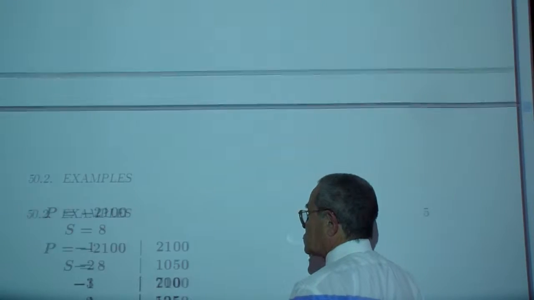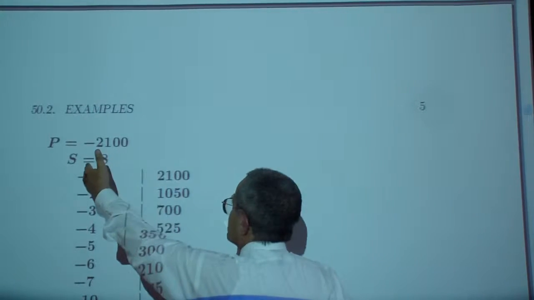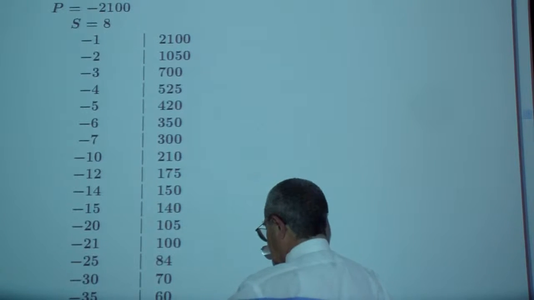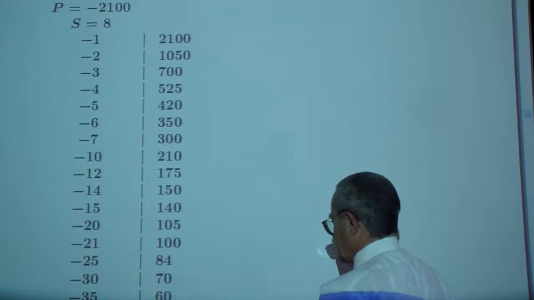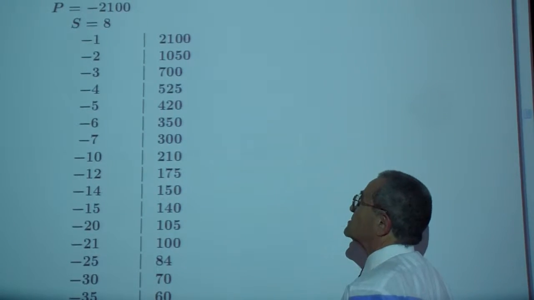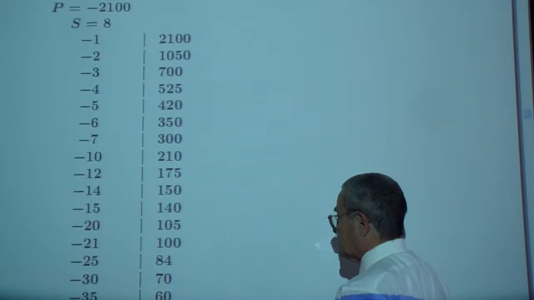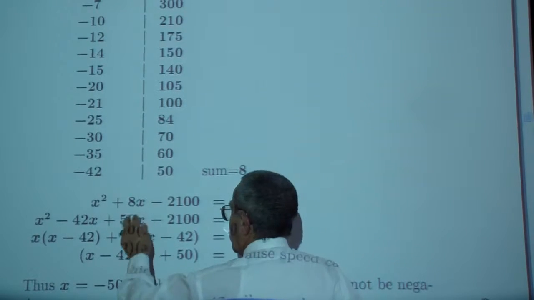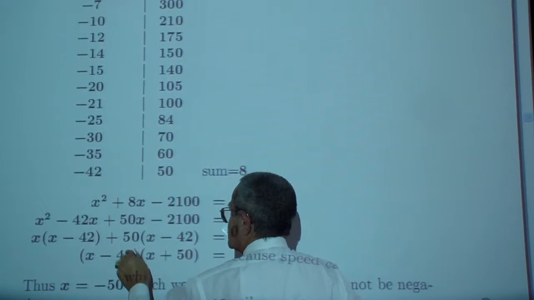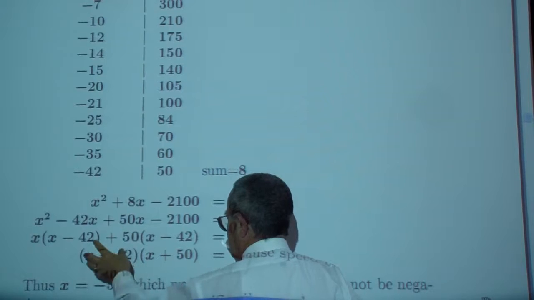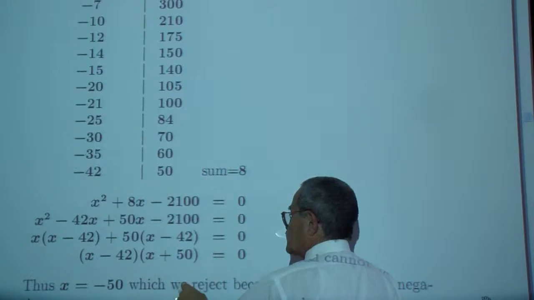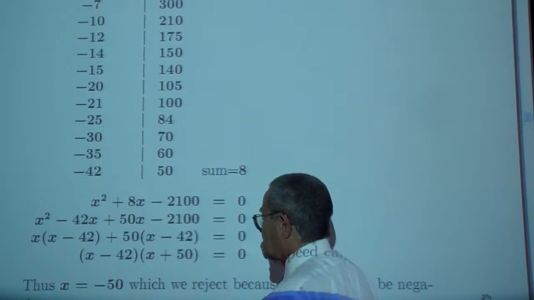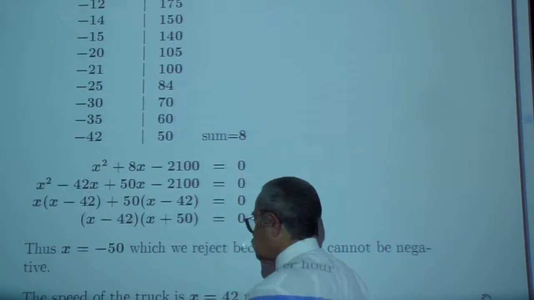So can I factor the left side? My product sum method gives me the magic numbers, which are negative 42 and 50. Okay, that's the sum you want. If the sum is 8 and the product is negative 2,100, you know how to split up the 8, these two terms. You factor out the greatest common factor. Two solutions, x is negative 50. Reject, the rate is not negative. And x is 42.